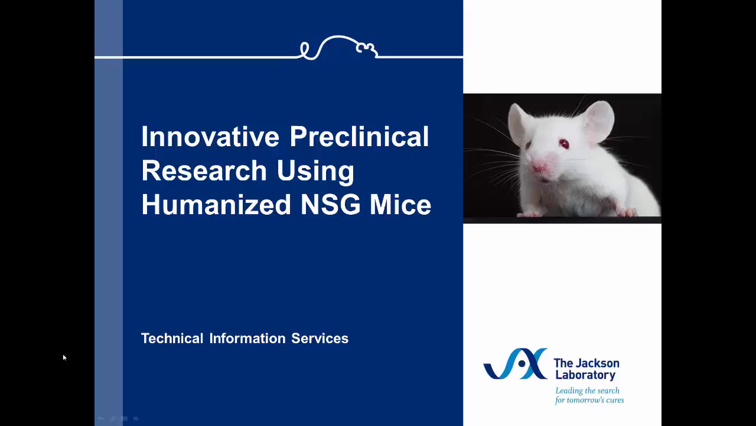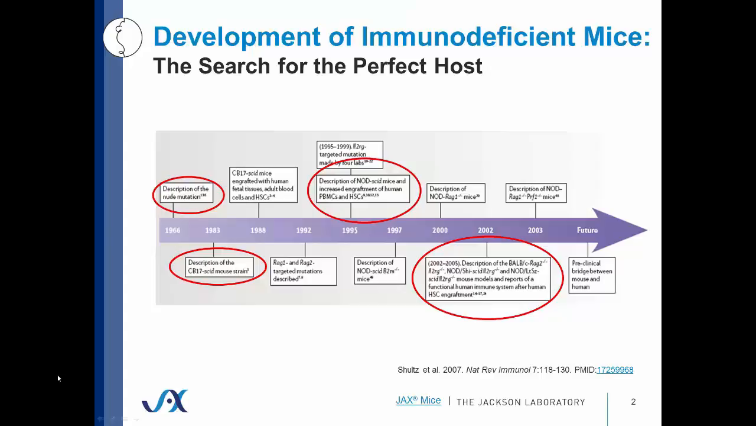Back in 1966, there was the first description of what was called the nude mutation. This is a mouse that had a mutation in the transcription factor FOXN1, rendering the mice devoid of a thymus, so there was no T-cell development, and also devoid of hair. This mouse has been used for many, many years for cancer cell line transplantation, etc. But it was not a good host for the transplantation of xenogenic hematopoietic stem cells, etc.